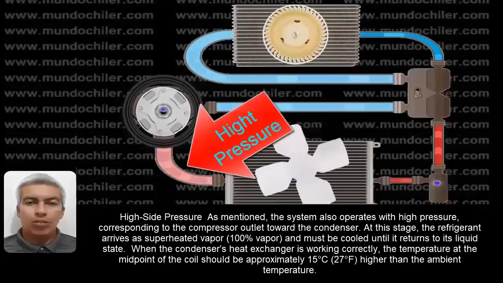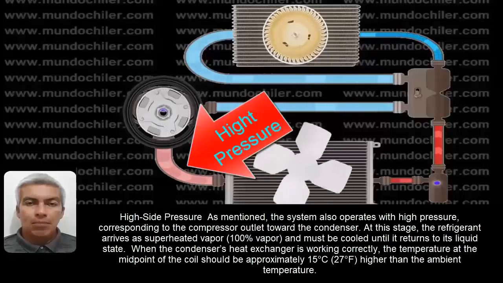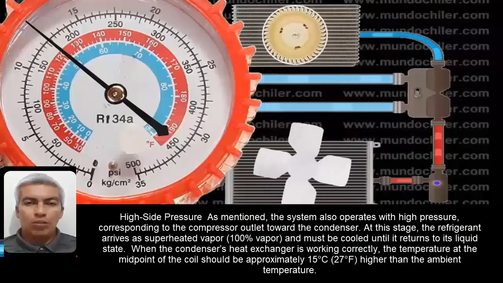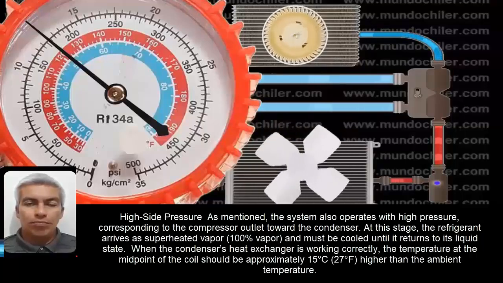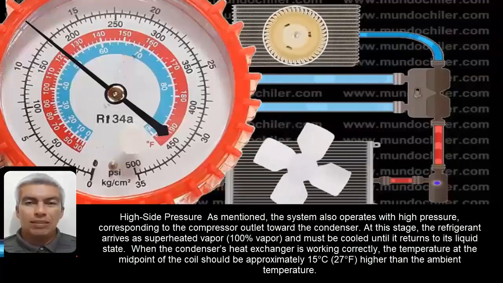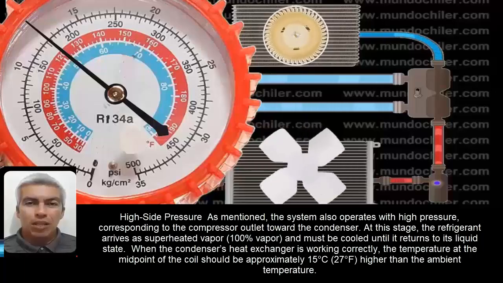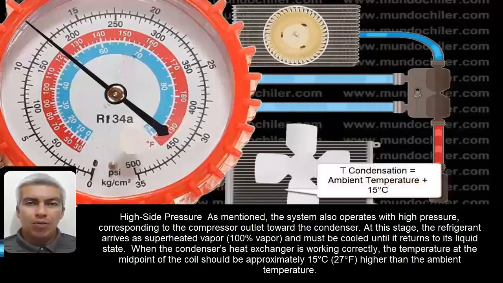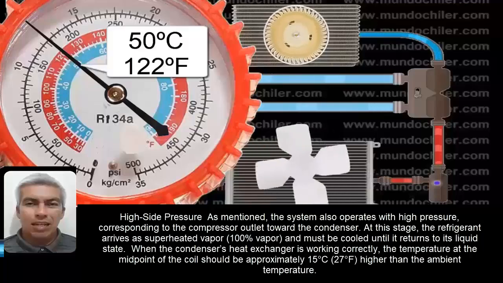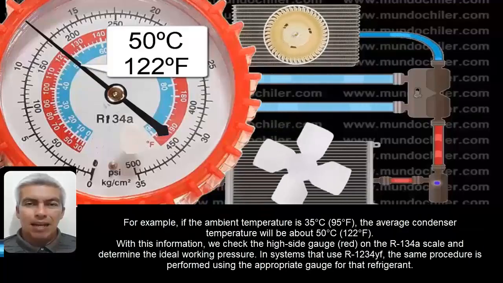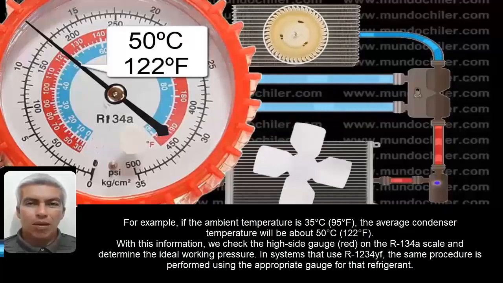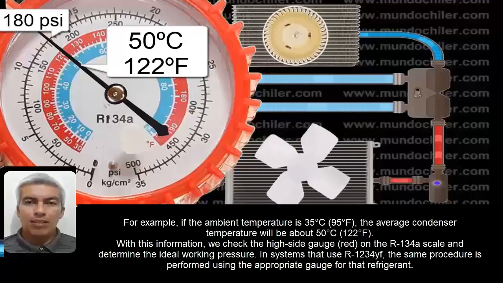High side pressure. As mentioned, the system also operates with high pressure corresponding to the compressor outlet toward the condenser. At this stage, the refrigerant arrives as superheated vapor, 100% vapor, and must be cooled until it returns to its liquid state. When the condenser's heat exchanger is working correctly, the temperature at the midpoint of the coil should be approximately 15 degrees Celsius or 27 degrees Fahrenheit higher than the ambient temperature. For example, if the ambient temperature is 35 degrees Celsius or 95 degrees Fahrenheit, the average condenser temperature will be about 50 degrees Celsius or 122 degrees Fahrenheit.